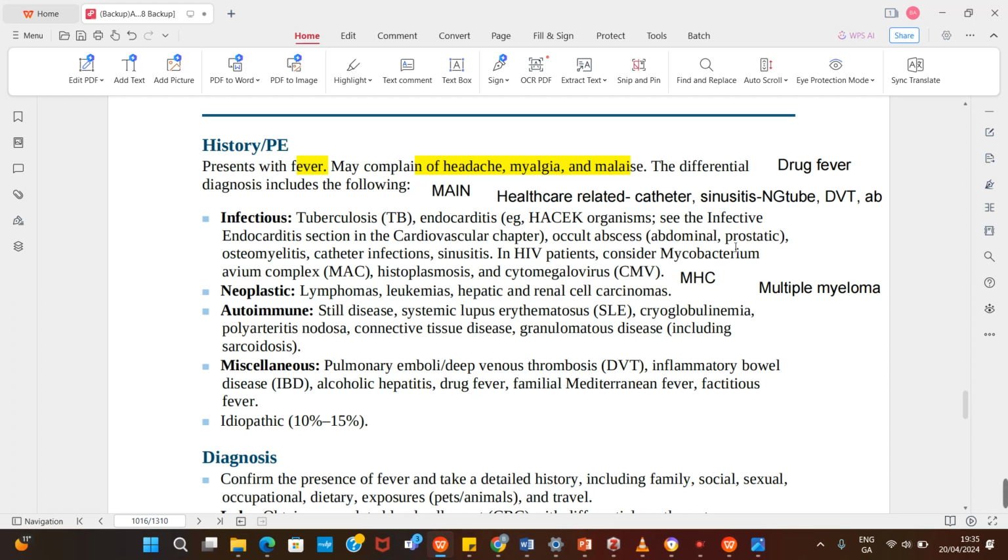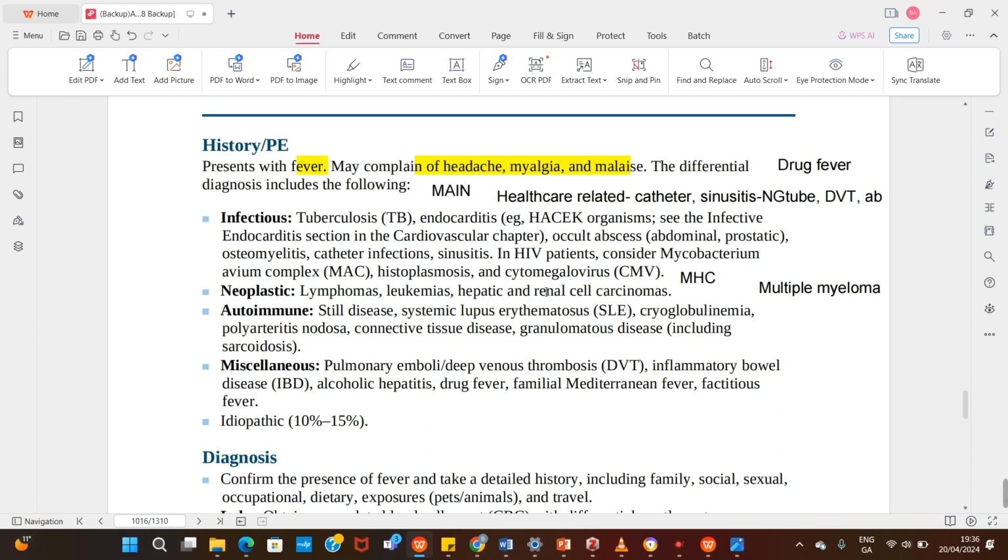So let's look at infectious ones again. Think about latent infection, tuberculosis. Think about endocarditis. Think about people that are immunocompromised. Acronym is MHC. So M for Mycobacterium avium, H for histoplasmosis and C for cytomegalovirus. Then the other ones that we have mentioned for the healthcare related, which includes the catheter, people on NG tube. So sinusitis, catheter related, and the other ones. Then the abscesses, right? Then for neoplastic, think about cancers generally.